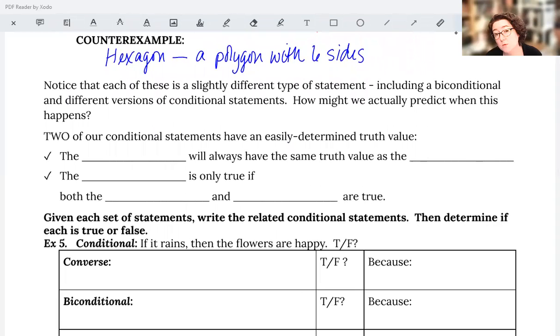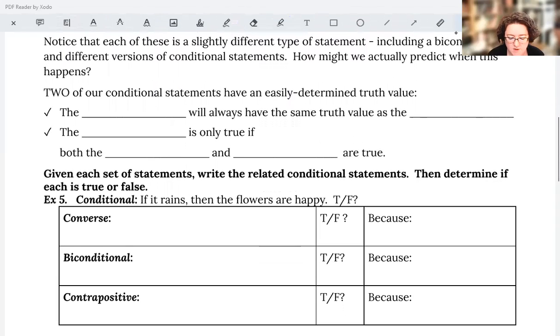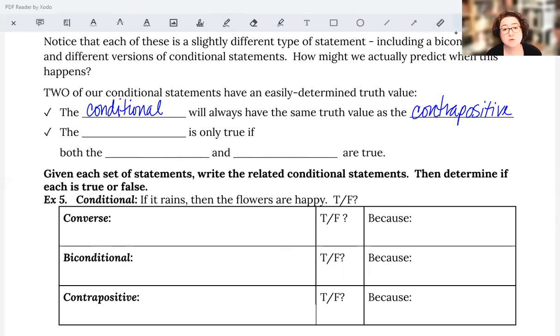Our two big rules that we now need to practice are, first, the conditional. Your original if P then Q statement that you may have written is always going to have the same truth value as the contrapositive. And vice versa. So if you're given an if-then statement that is absolutely true, then if you were to write the contrapositive statement, it is also going to be a true sentence.